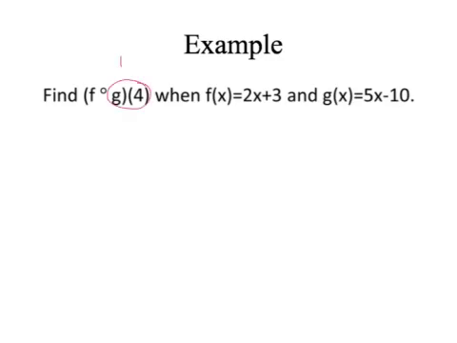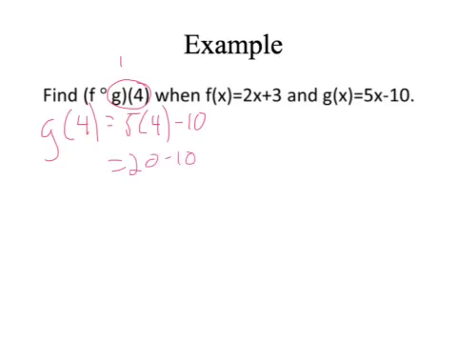Right, so to do g of 4, we do 5 times 4 minus 10, which of course is 20 minus 10, which of course is 10, which we already knew that. So now, since I know g of 4 is equal to 10, I want to plug this number, the answer I got, into my f value. So I want to find f of 10.